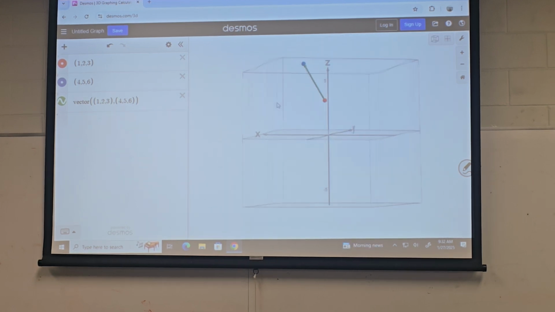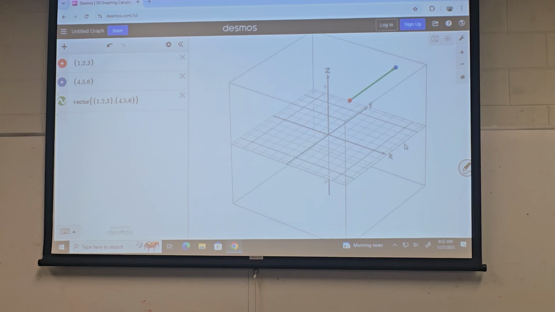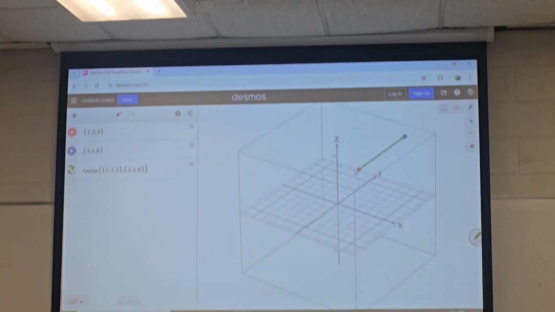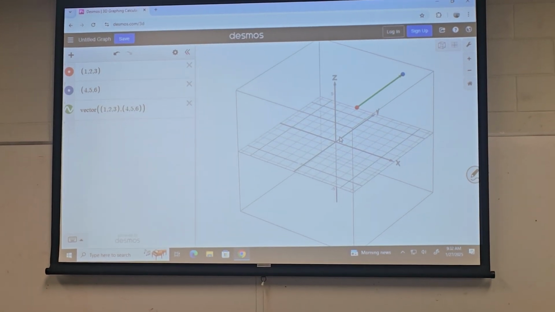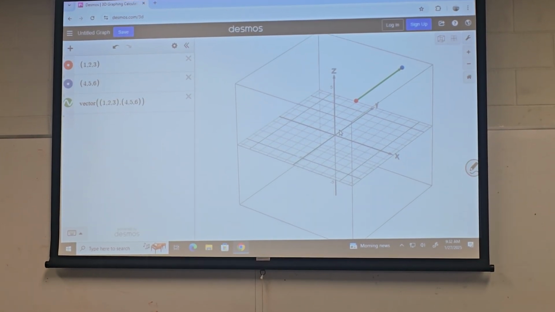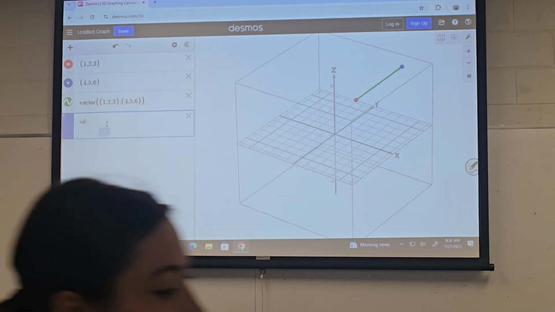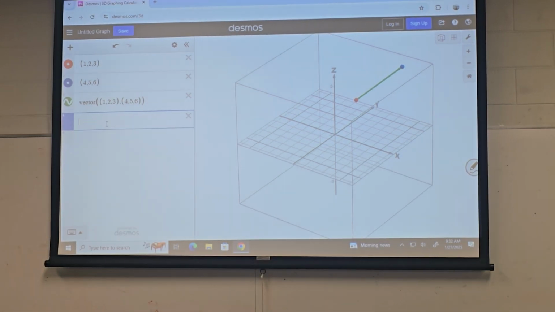Nice. So if I want this in standard position, we said that means to pick the vector up and drag it all the way such that the starting point is at the origin. We can write it in component form by doing final minus initial. So I can have the vector 4 minus 1 is 3, 5 minus 2 is 3, 6 minus 3 is 3.